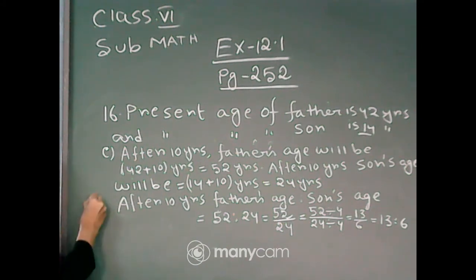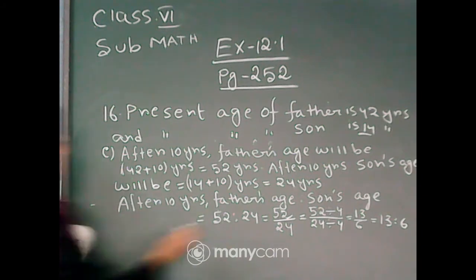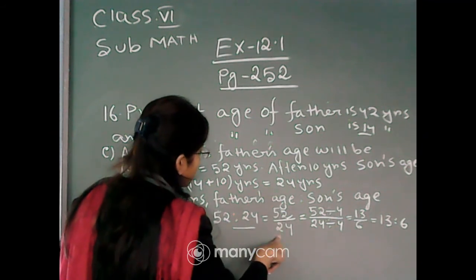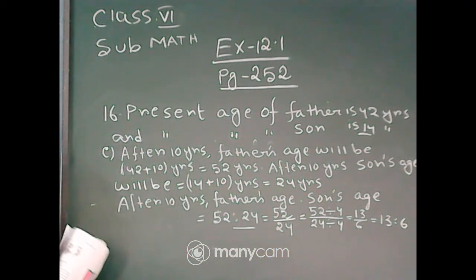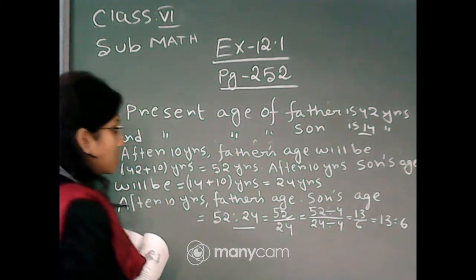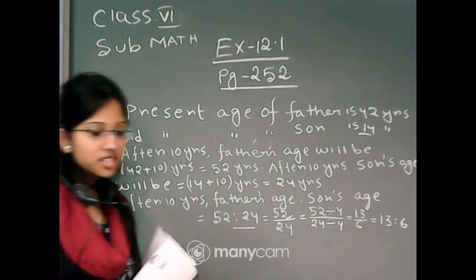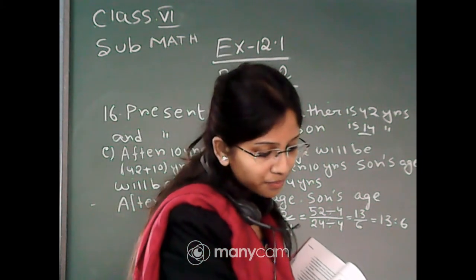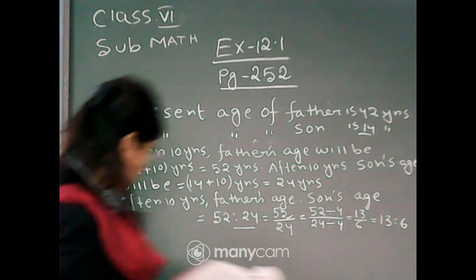Therefore after 10 years father's age is to son's age is equal to 52 is to 24. Now we can write this ratio in the form as 52 divided by 24. Now HCF of 52 and 24 is 4. So we divide both the numerator and the denominator by 4 and we get the required ratio is 13 is to 6. Okay. Next question 16D.